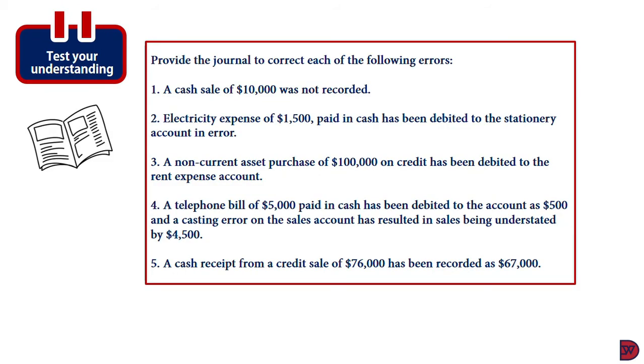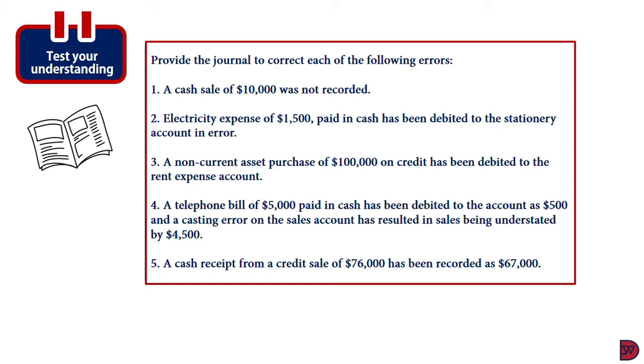We test our understanding. We have to provide a journal to correct each of the following errors. One, a cash sale of $10,000 was not recorded. So this is an error of omission. Two, electricity expense of $1,500 paid in cash has been debited to the stationery account in error. So this is an error of commission. The third is a non-current asset purchase of $100,000 on credit has been debited to the rent expense account. So an error of principle.